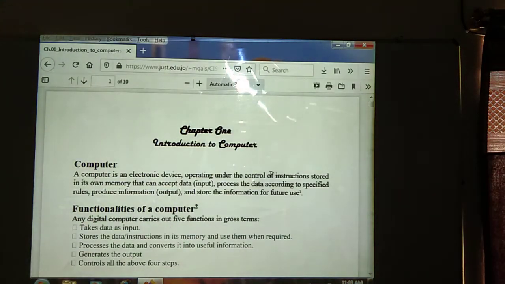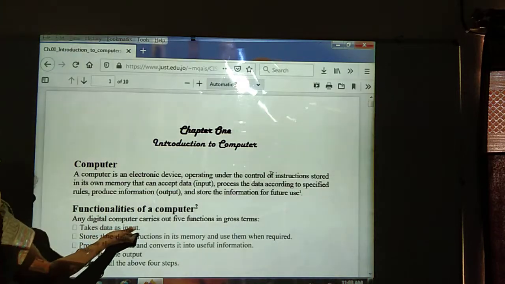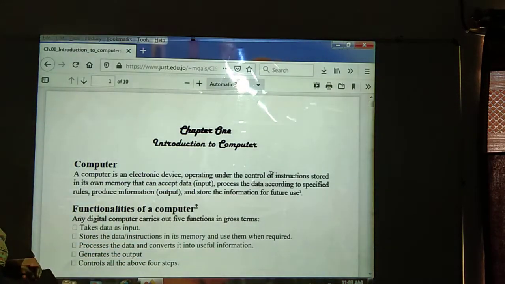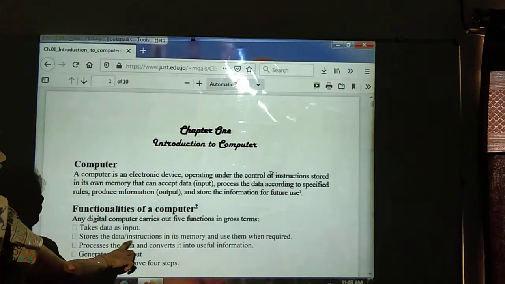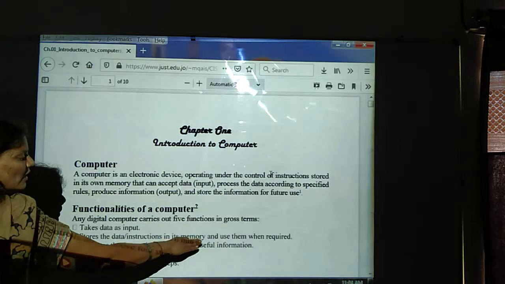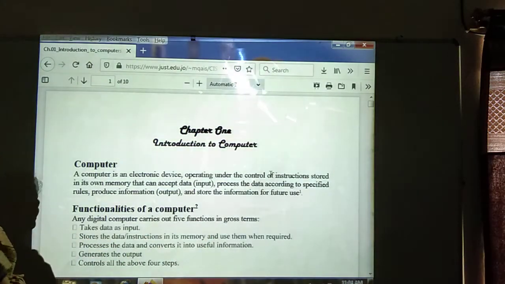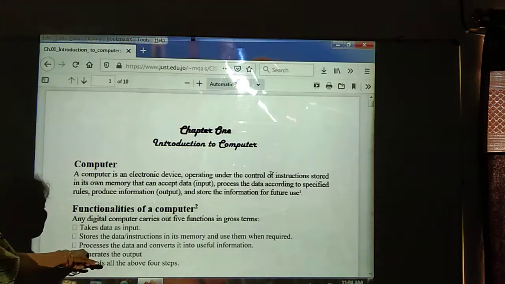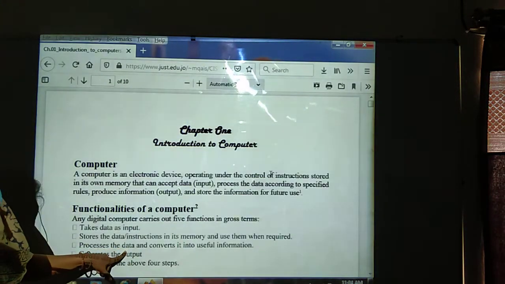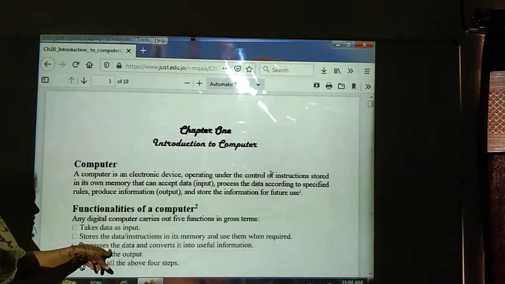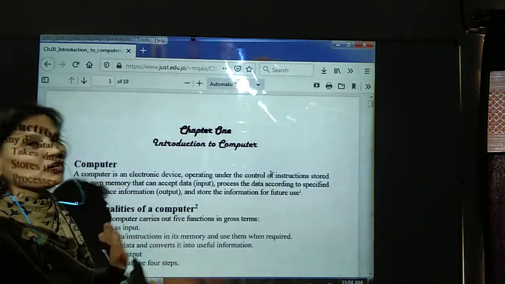What are the functions? Takes the data as an input, means we are going to be entering the data into the system. Store the data, stores the data and instructions in its memory and uses them when we require. Means we are going to be passing some instructions and we are going to be storing the data. Next, process the data. Suppose we are going to be calculating some mathematical expressions, that is the process, and converts into useful information.